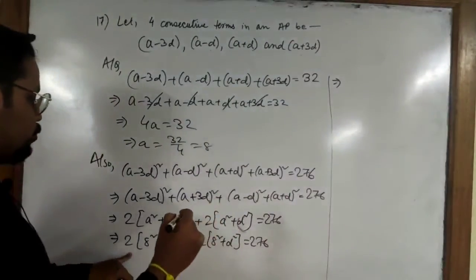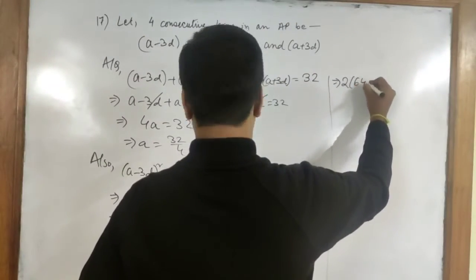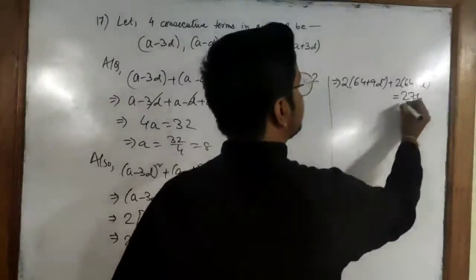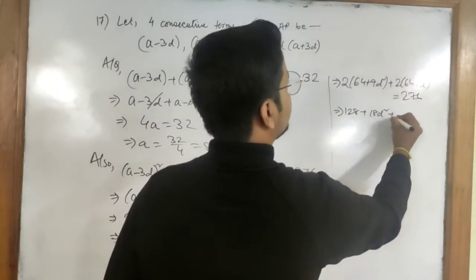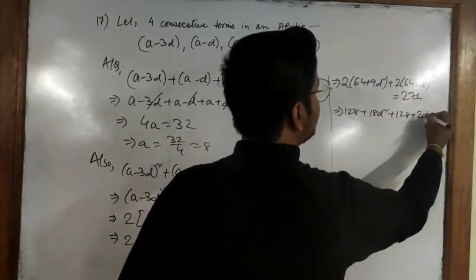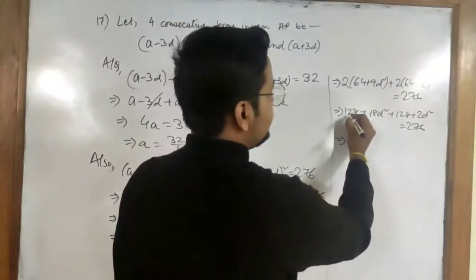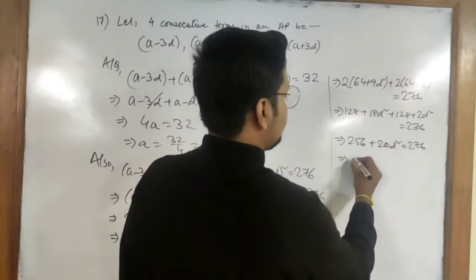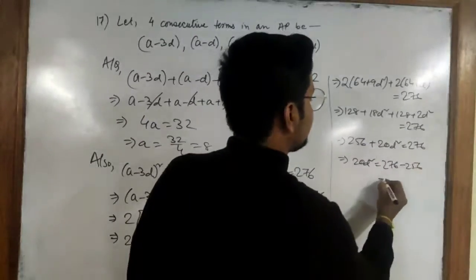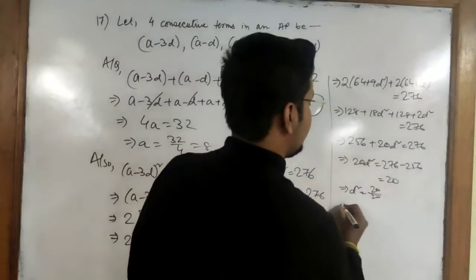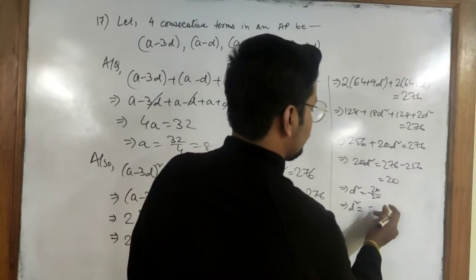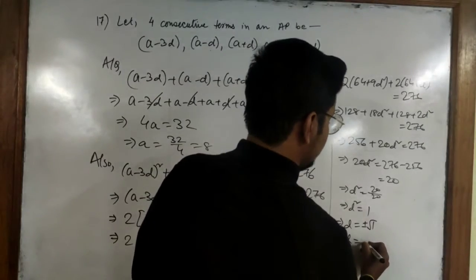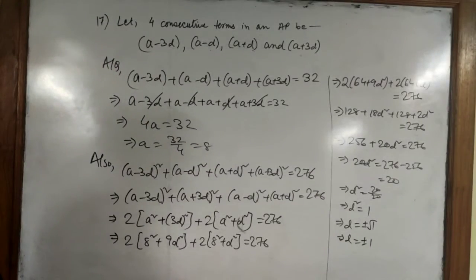Let's solve it here. So it is 2 into 64 plus 9d square plus 2 into 64 plus d square is equal to 276. So it is 128 plus 18d square plus 128 plus twice d square is equal to 276. So 128 plus 128 is 256, plus 20d square is equal to 276. So 20d square is equal to 276 minus 256, which is 20. So d square will be equal to 20 by 20, so d square equal to 1, which implies d is equal to plus minus root over 1, that is d is plus minus 1. So the common difference will either be minus 1 or plus 1.